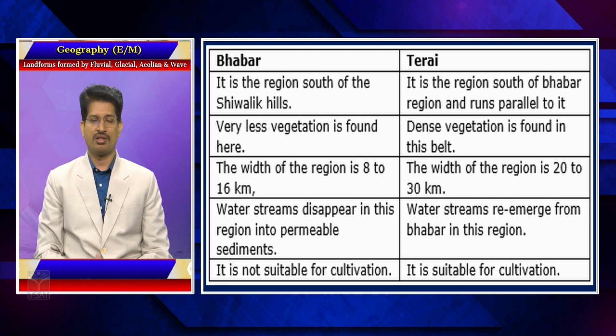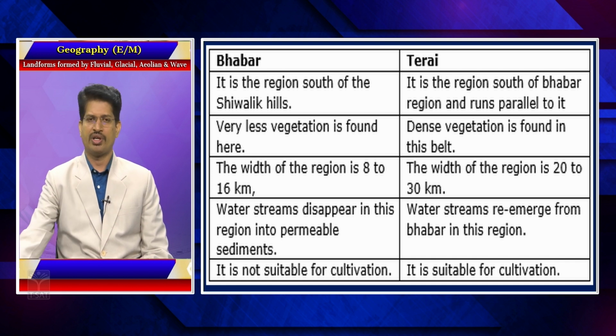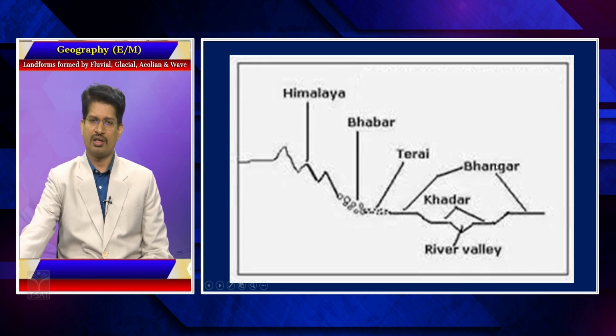Water streams disappear in the case of Bhabar, whereas the water streams which have disappeared in the Bhabar region will reappear in the Terai region. Bhabar is not suitable for cultivation, whereas Terai is suitable for cultivation. These kinds of differences you need to know, because some questions can be developed on the basis of the difference between Bhabar and Terai. Whereas in the case of Khadar and Bhangar, Bhangar is more fertile and older, Khadar is newer when compared with Bhangar. A question can be developed in this way.